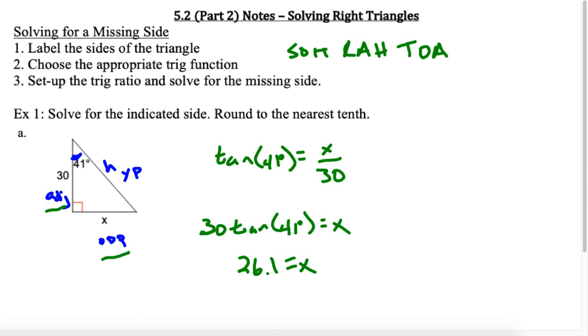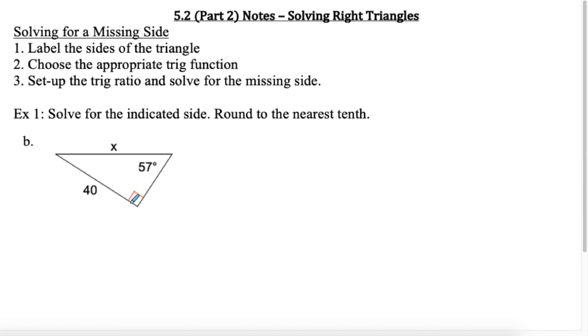Okay, then let's try another one. With respect to this angle, this would be the opposite side, this would be the adjacent side, this would be the hypotenuse. The two sides I'm dealing with are opposite and hypotenuse, so in SOHCAHTOA, that would mean I'm using sine. So my setup will be sine of 57 degrees, always the trig function of the angle, equals opposite over hypotenuse. So in this case, that would be 40 over x.